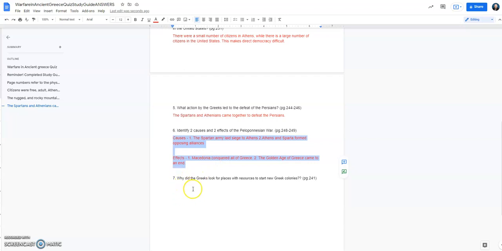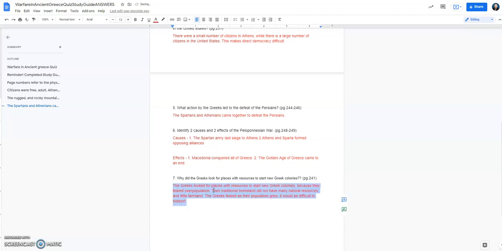Question number 7. Why did the Greeks look for places with resources to start new colonies? So as we were talking about in the previous question, Greece was a very rocky, rugged terrain. There was not a lot of natural resources and not a lot of farmland. So the Greeks looked for new places with resources to start new colonies because they feared overpopulation. They realized that they did not have enough resources to support a big, vast empire, right? They couldn't support the growth that they were seeing, right?